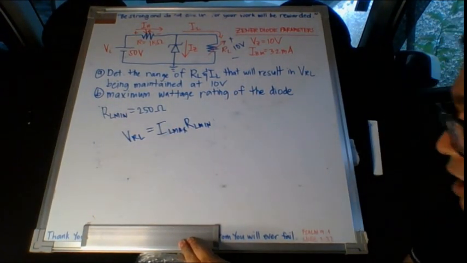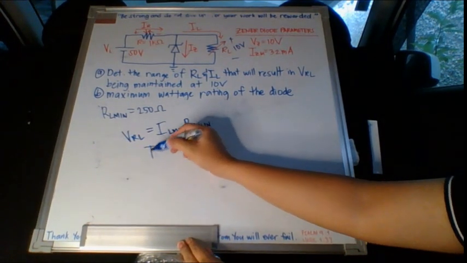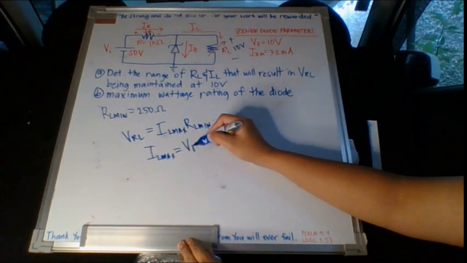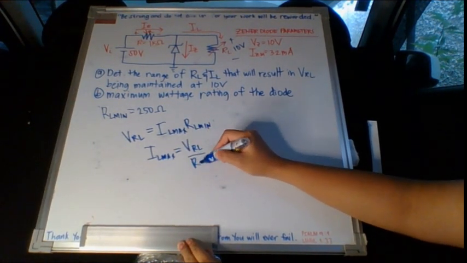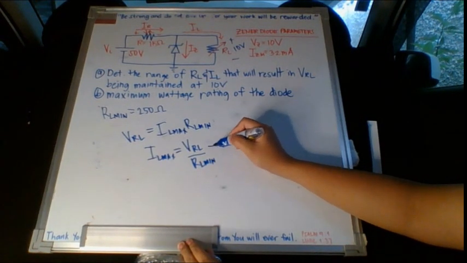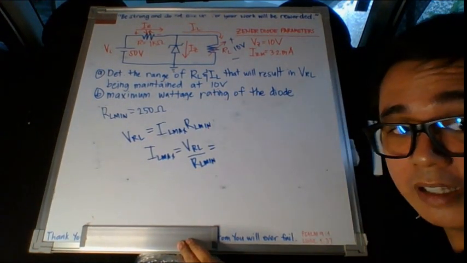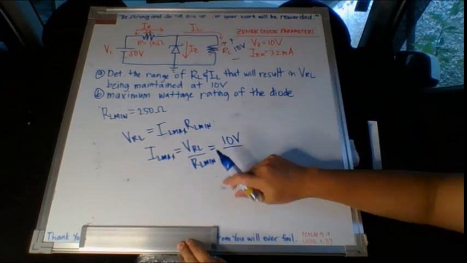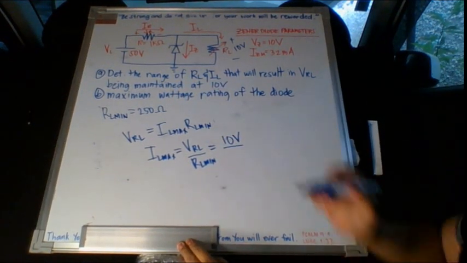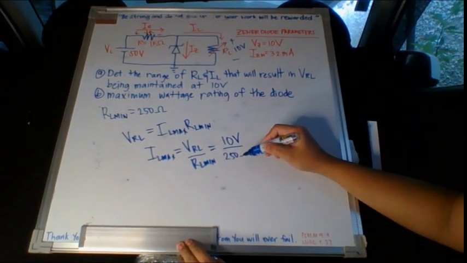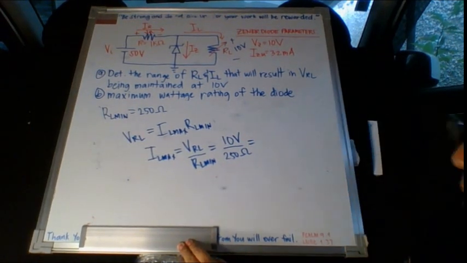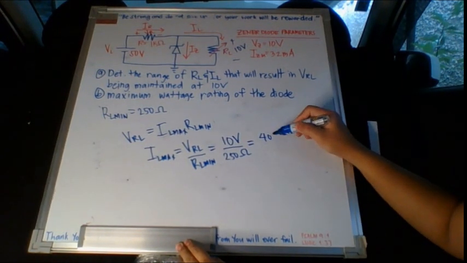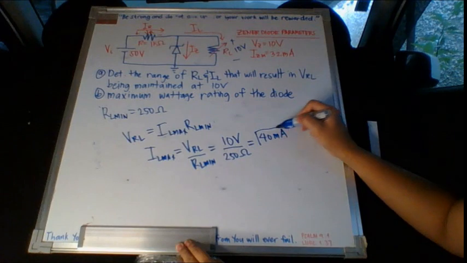Alright? And then rearranging our equation, we have IL max equals V sub RL divided by R sub L min. Alam natin yung value ng V sub RL. Diba, that is 10 volts. Alam natin yung value ng RL min na solve natin kanina, which is 250 ohms. Alright. So, we will have a maximum load current that is equal to 40 milliamperes.